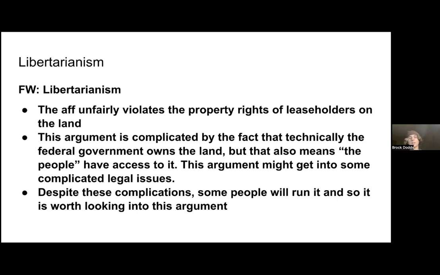In my opinion, this argument is complicated by the fact that the federal government technically owns the land. They're not selling the land to companies to extract from; they're leasing it, which is different. There are going to be some complicated legal issues. It really depends on the actual lease contracts and what they say and what the AF does. Is the AF all of a sudden rendering these contracts null and void? But despite the complications, I think that some people are still going to run this. It's going to be worth looking into this argument about rights, property rights.